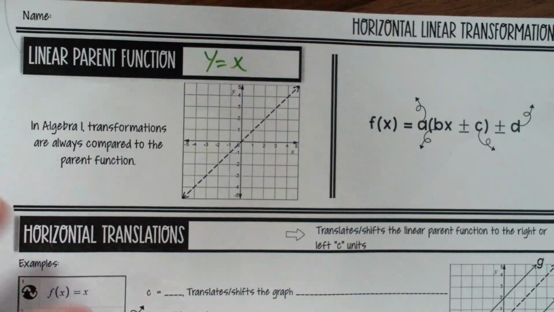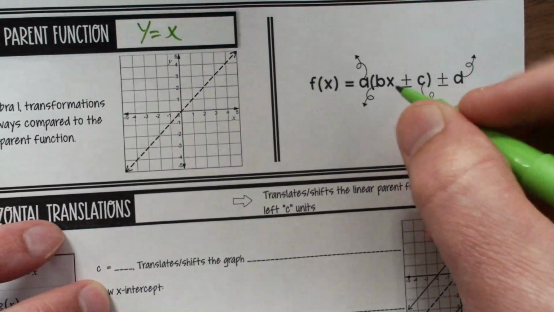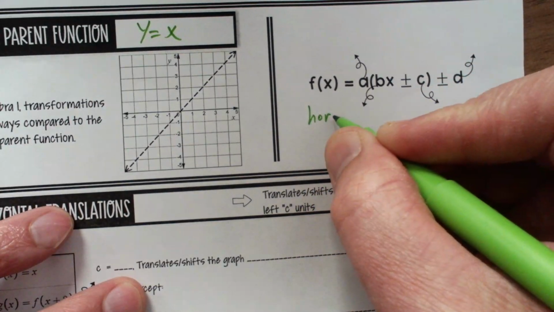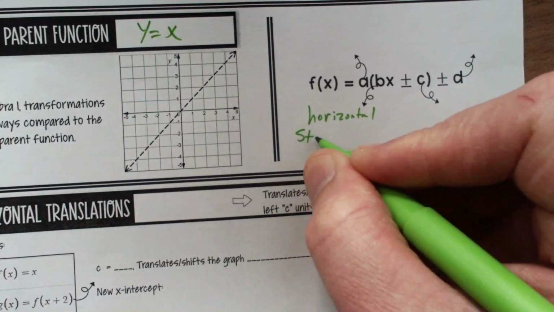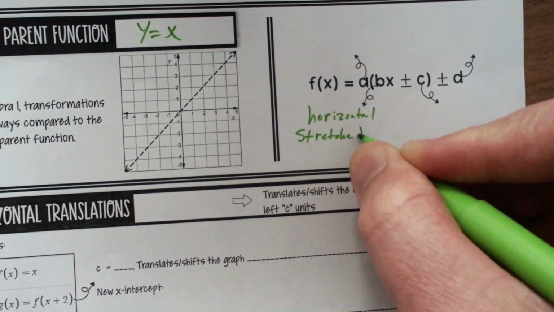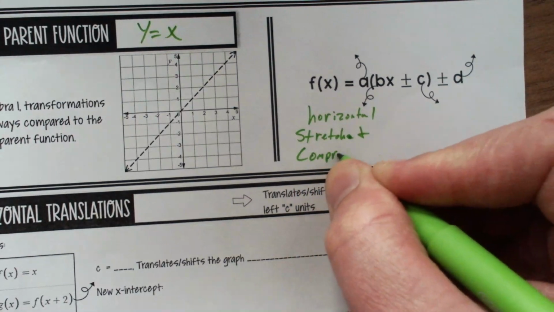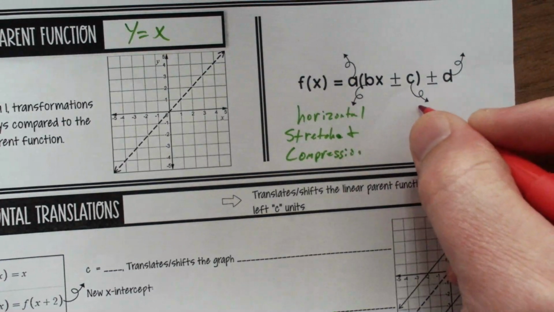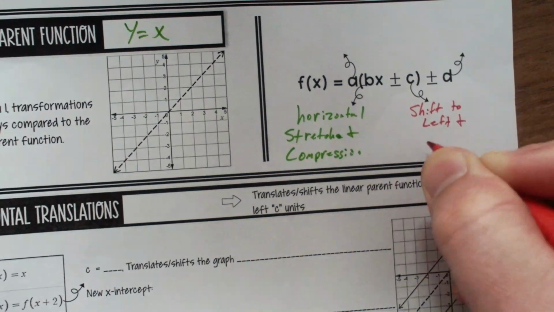And the parts that we're going to be messing with are these parts inside this b of x plus c. So the b of x, the b, is going to cause a horizontal stretch and compression. And the c value is going to cause a shift to the left and right.